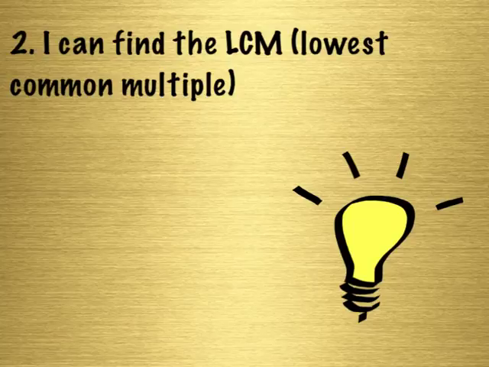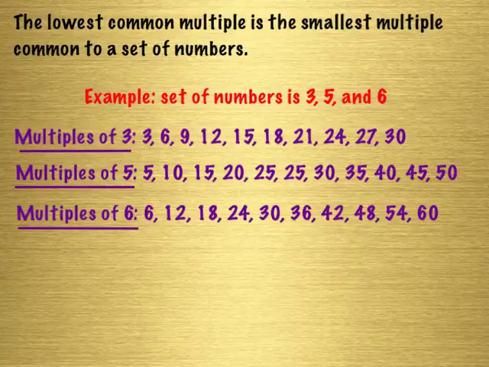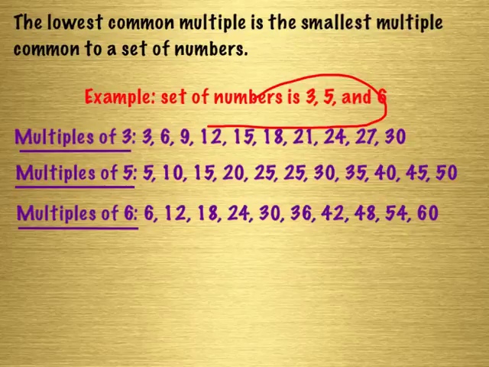So since we can do that, easy peasy, let's move on to finding the LCM, which stands for lowest common multiple. The lowest common multiple is the smallest multiple common to a set of numbers. So for example, I have a set of numbers that is 3, 5, and 6, and I want to find the lowest multiple that they all have in common, or the same.